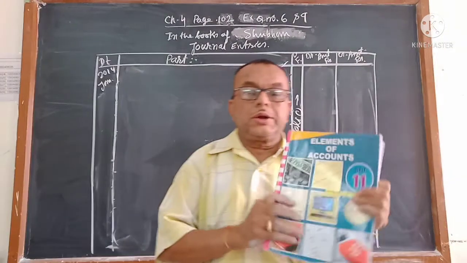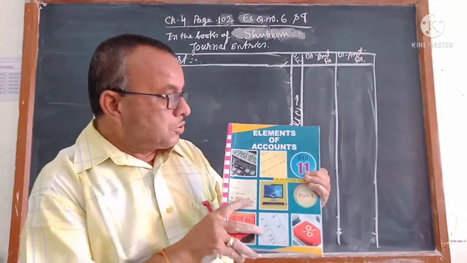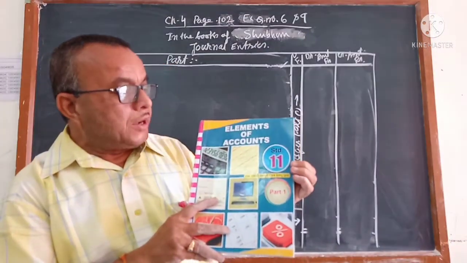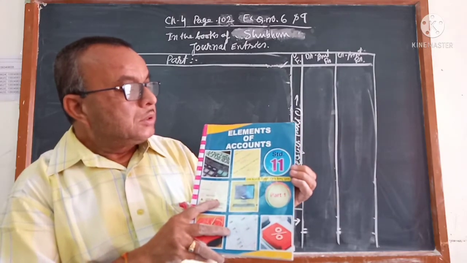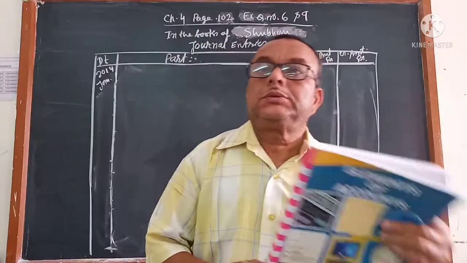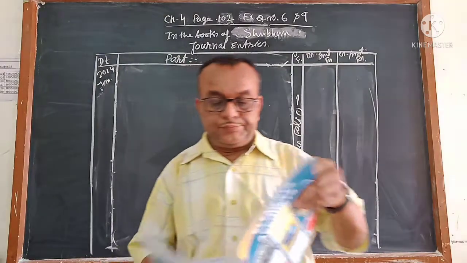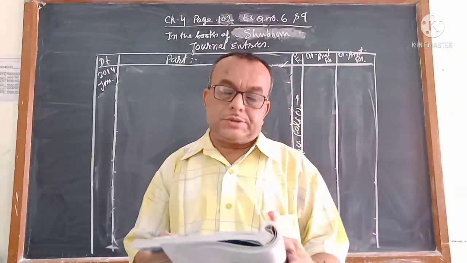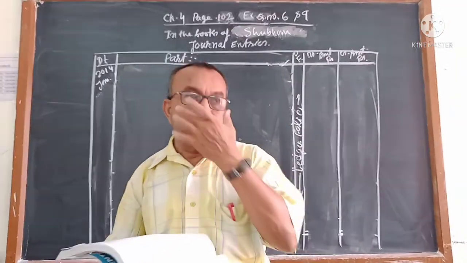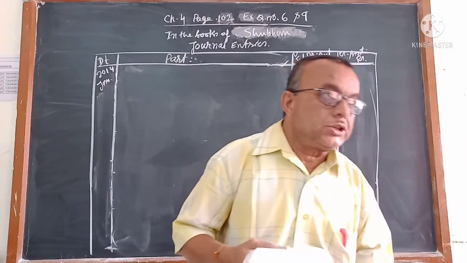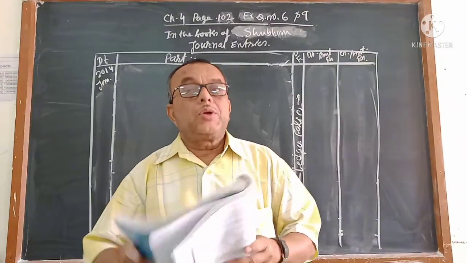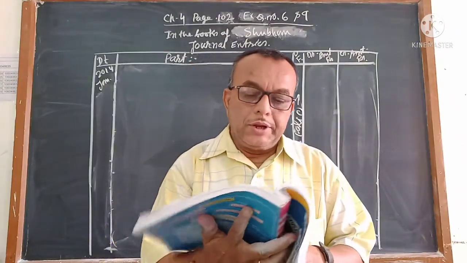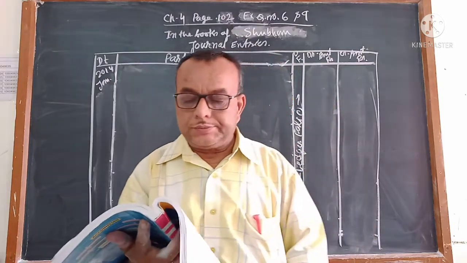Let us start our next video on the basis of elements of accounts, standard 11, part 1. Fourth chapter, journal entries, illustration as well as the exercise. One by one, all I am telling you, try to understand.